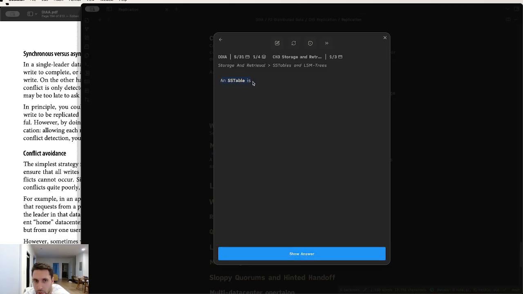This has come up so many times. An SS table is a sorted string table backed by an in-memory data structure. Sorting makes compaction and merging much easier. A cluster index is when the data is stored directly next to the index.